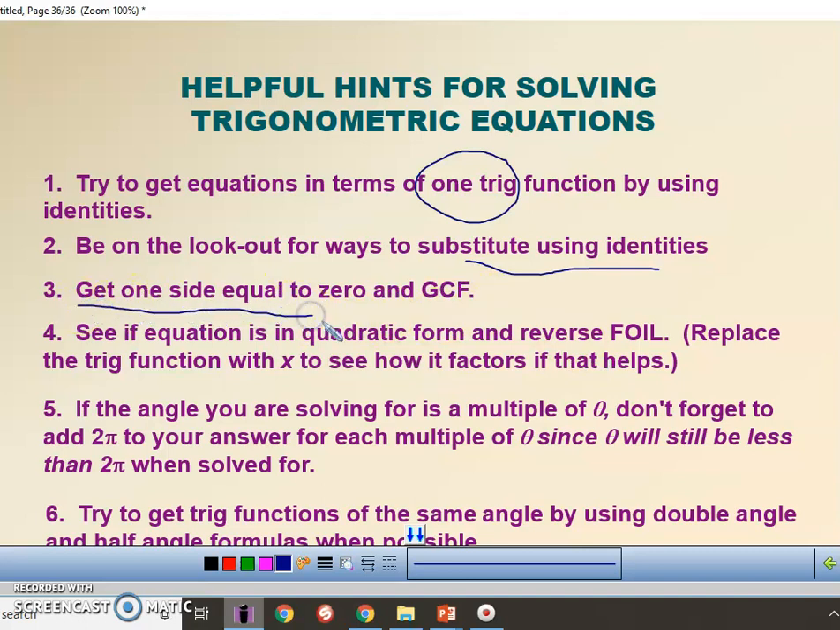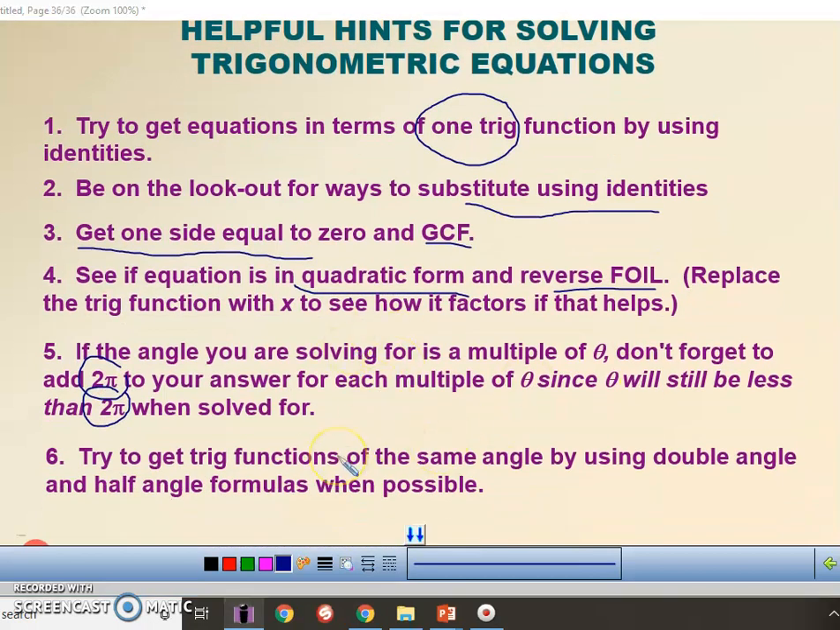You want to work on getting one side equal to 0 when possible. Therefore, you can take your GCF and then use your zero product property to solve for your trig functions. There are times that you have your equations in quadratic form, so you may be able to reverse FOIL and solve that way. If you see any angles with 2 pi in it or theta over 2 in it, then you're going to want to use your double angle identities or your half angle identities. So it's just plain theta. Oh, that was number 6. I'm sorry, I skipped number 5.